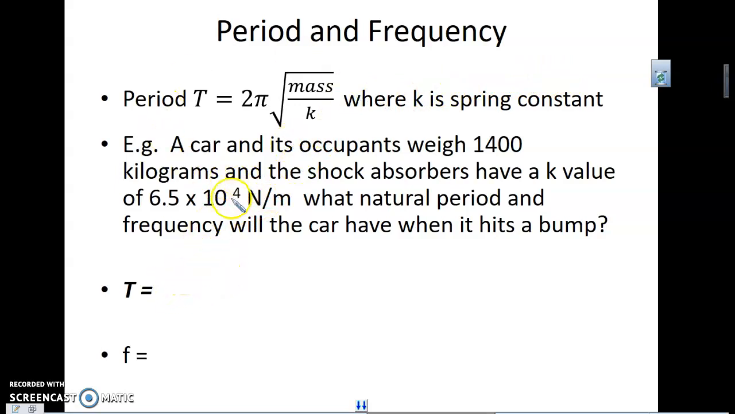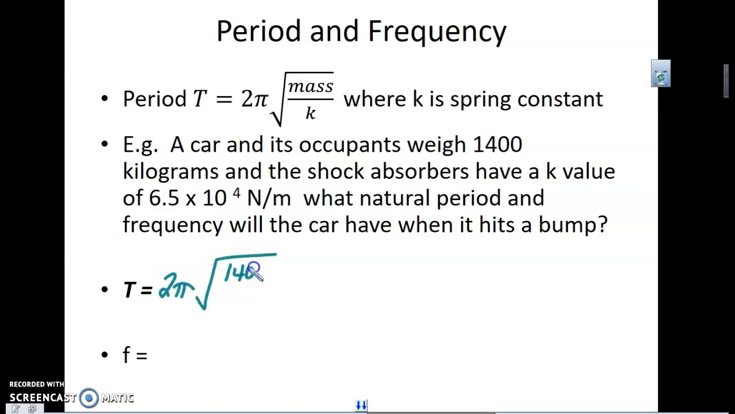And so let's say that we have the car, the occupants weighing 1,400 kilograms, and the shock absorbers. The shock absorbers have K values of that. And we're wondering what natural period and frequency the car will have when it hits a bump. And we need to talk about that in a minute too, about that natural oscillation that occurs when energy is imposed on the system. So to find the period there is a pretty simple formula.